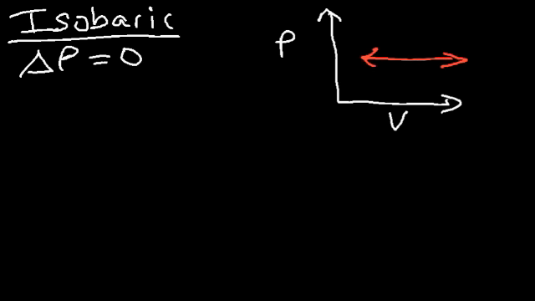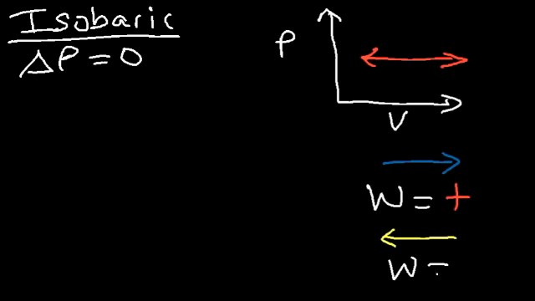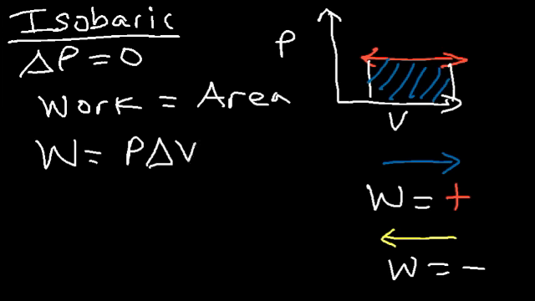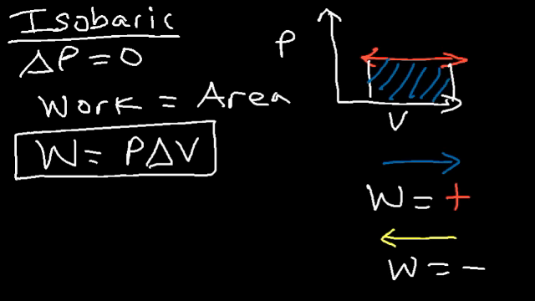Now keep in mind, whenever you travel towards the right, the work performed by the gas is positive. And if you travel towards the left, the work performed by the gas is negative. And remember, the work performed is equal to the area of the shaded region. So for an isobaric process, the work is equal to P delta V. This is the equation that you want to use.